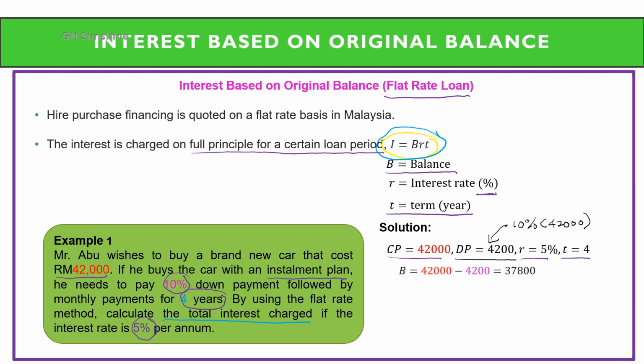Next, calculate the balance. The balance means the difference between cash price and down payment, so here it is 37,800. Next, proceed to calculate the total interest amount. Therefore, the total interest charge equals RM7,560. This is how we calculate the interest amount based on the flat rate method. What we need is the value of the balance, next the interest rate, and last the term.